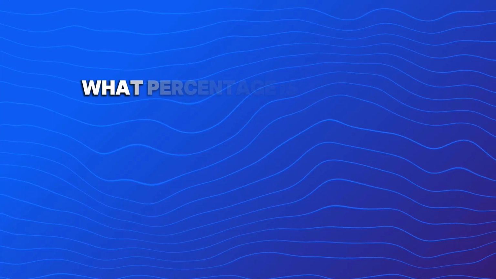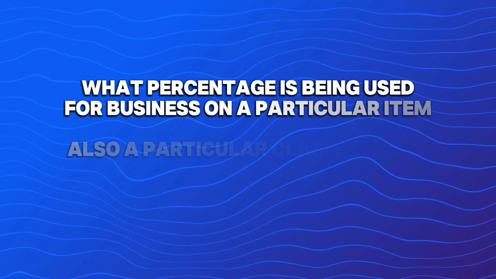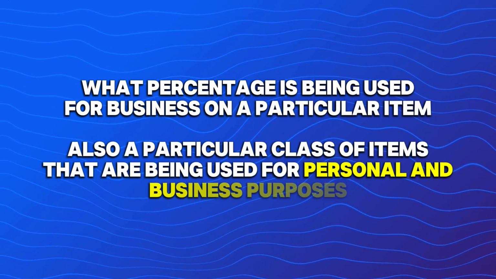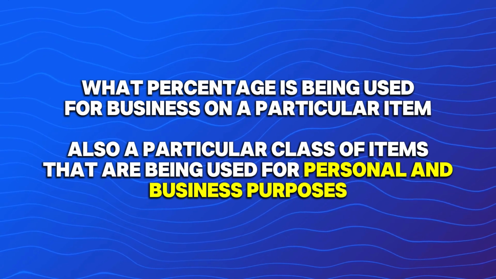In claiming these deductions, it is even more crucial to retain your documentation. It is more crucial to specify what percentage is being used for business on a particular item, but also a particular class of items that are being used for personal and business purposes. Mixed use items often can be kept on a spreadsheet, and keeping the receipts to determine what the full amount was, but also using a percentage to be able to determine what the business use portion was that you're able to deduct on your tax return.